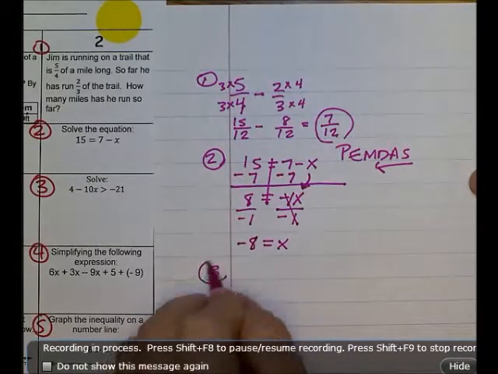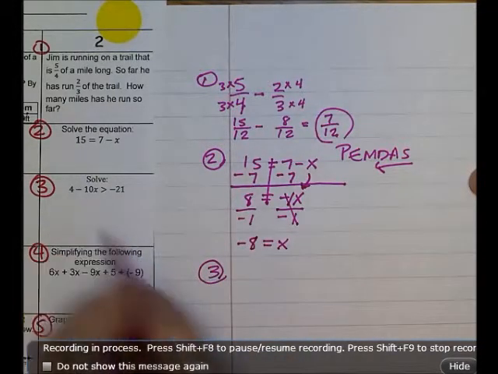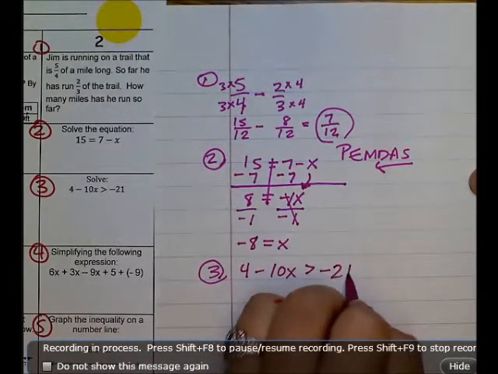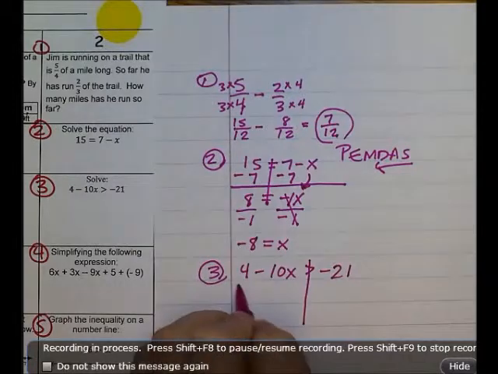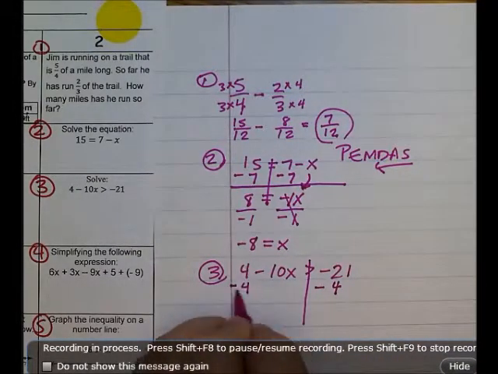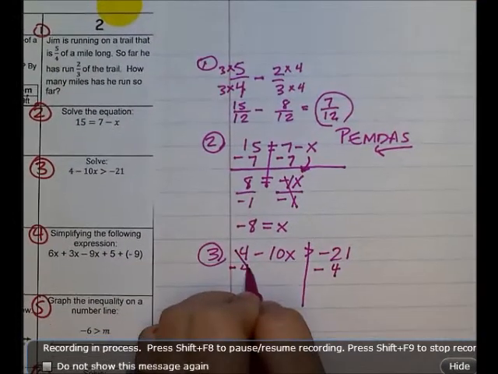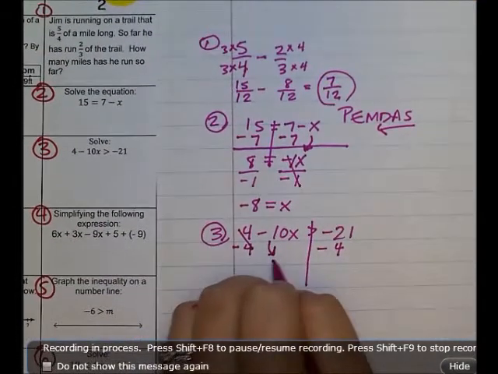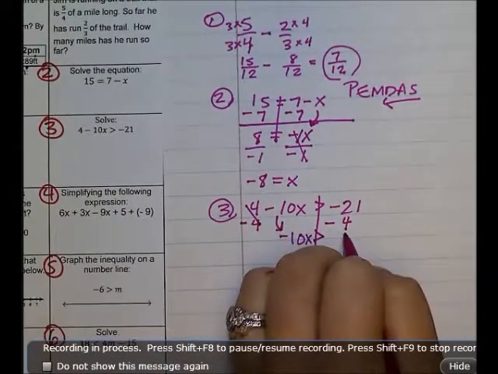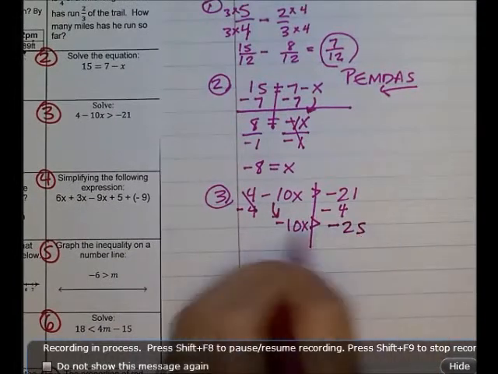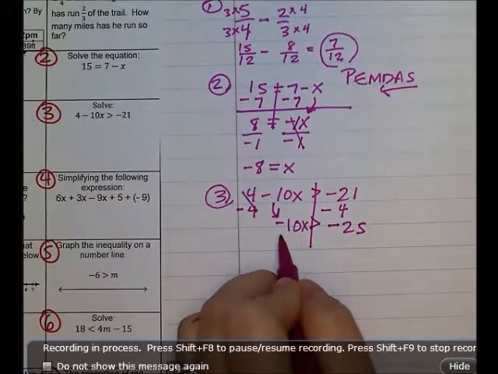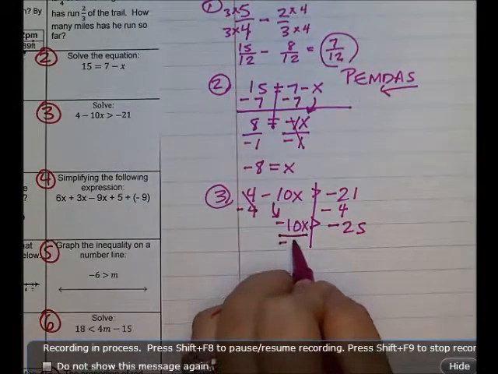Number 3. It says solve the inequality. 4 minus 10x is greater than negative 21. So a line down the inequality, we're going to subtract 4, which is PEMDAS backwards, so we're taking care of the addition and subtraction first. So this goes away. I'm going to bring down my negative 10x. It's greater than negative 21 minus 4, which is negative 25. Therefore, the only thing left is the negative 10 times x. To get rid of that, I'm doing the inverse operation, which is dividing by negative 10.